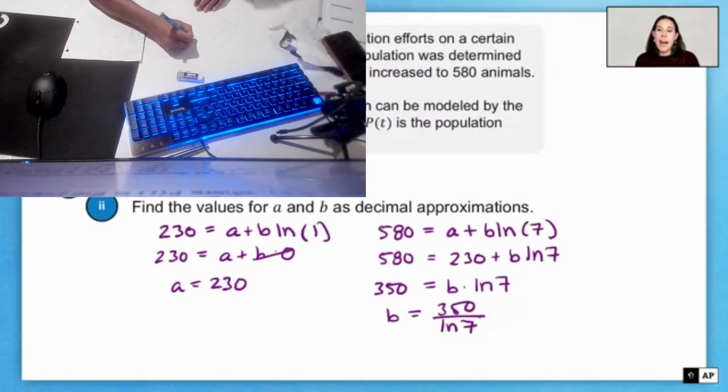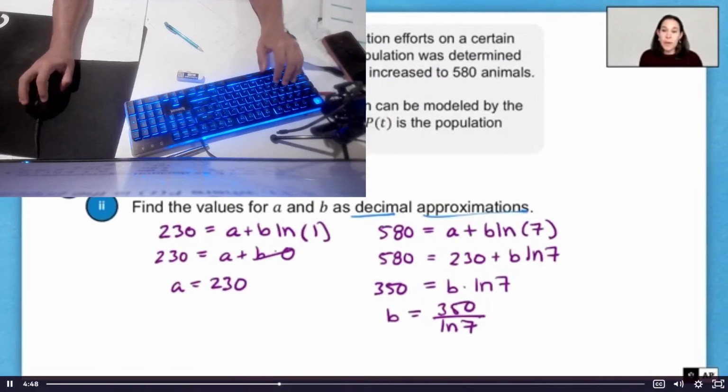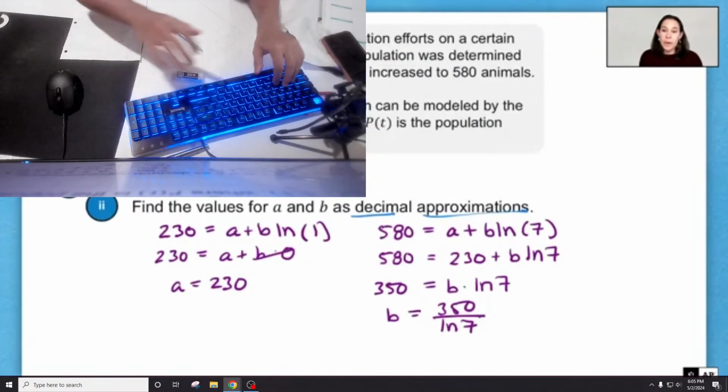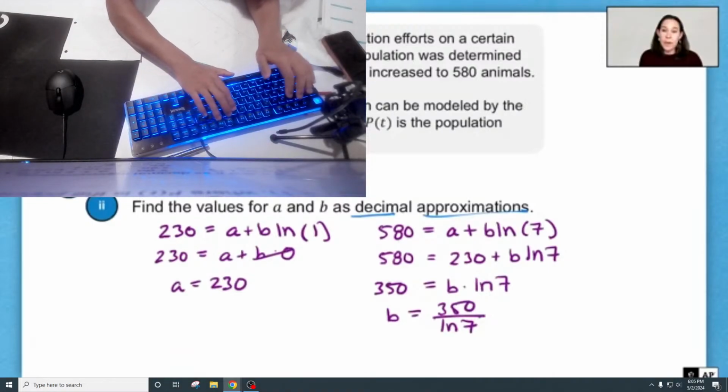Now we have to be careful here. I have an exact value for b, but this question didn't ask for an exact value. It asked for b and a as decimal approximations. So this is something that I now need to type into my calculator. Okay, so if this was a calculator problem, I would write 300.